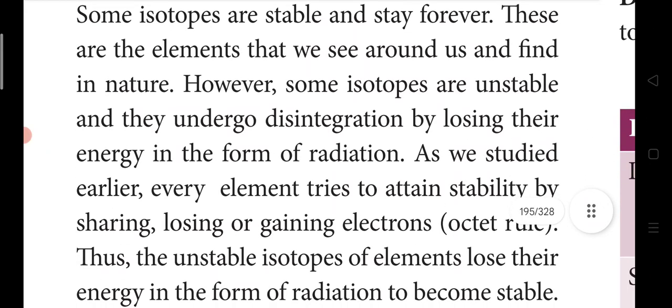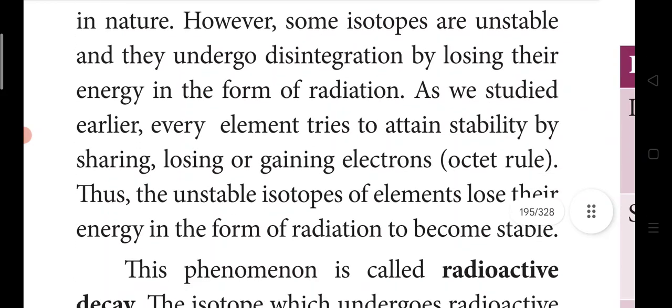As we studied earlier, every element tries to attain stability by sharing, losing or gaining electrons. So how do they attain octet? How many electrons should be there in an atom to attain octet? 8 electrons. So to attain octet, either it can lose electrons or it can gain electrons. Thus, the unstable isotopes of elements lose their energy in the form of radiation to become stable.